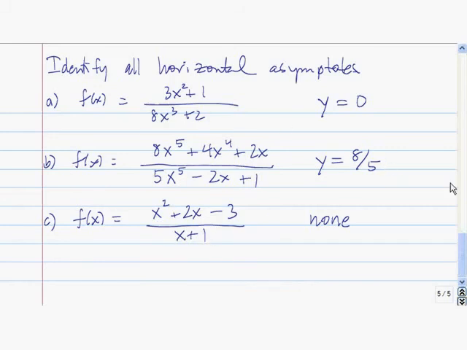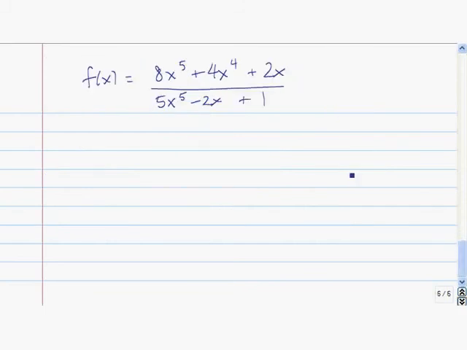Okay, let's examine the second case in a little more detail. When we're looking for horizontal asymptotes, we're really examining the end behavior of a function. Remember, for the end behavior, we're looking at what happens as x goes to infinity and as x goes to negative infinity. So x is really large in magnitude. In the numerator, this x to the fifth really overpowers these lower order terms for such large values of x. So these become insignificant in the grand scheme of the end behavior.